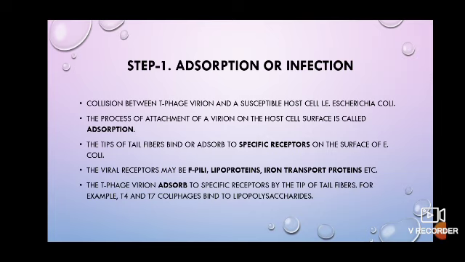If there are no receptors, there is no chance of the virus coming and binding on the bacterial cell. So there are specific receptors wherein the viral particles come and get adsorbed. Not absorb, it is adsorb. The viral receptors may be F pili, lipoproteins, iron transport proteins, etc. The T phage virion adsorbs to specific receptors by the tip of tail fibers. For example, T4 and T7 coliphages bind to lipopolysaccharides found on the cell wall of the bacterial cells.